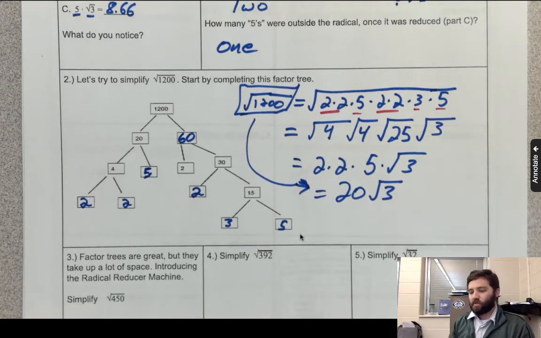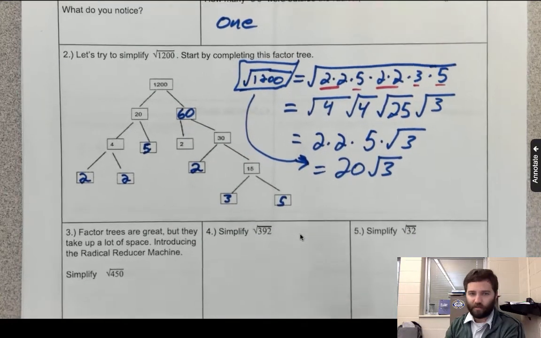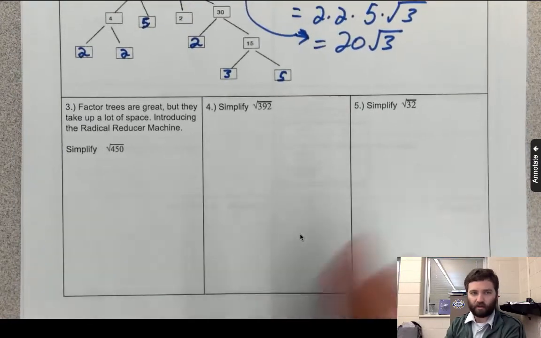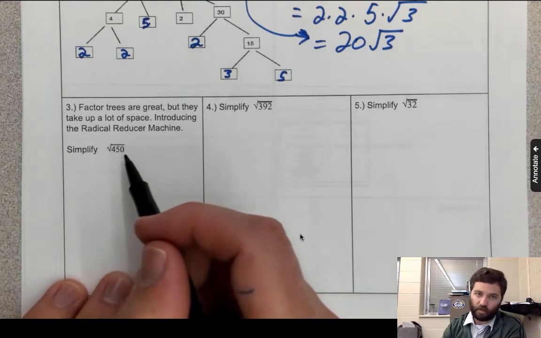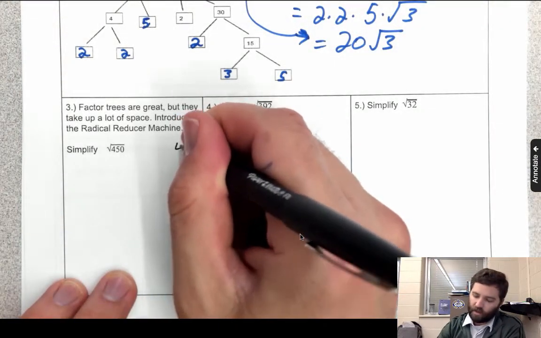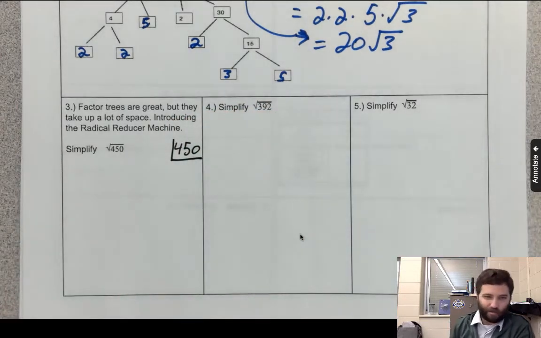All right, so that's one way to do it, is to use a factor tree and then find perfect squares. What I'm about to show you, what I call the radical reducer machine, is not as visually nice, and it's not going to be as clear where these square roots come from, but it is faster and does keep things more organized. Okay, so let me show you how this works. You take whatever number is underneath the root, so 450 in this case, you put it into the machine. The machine is just a little half box.